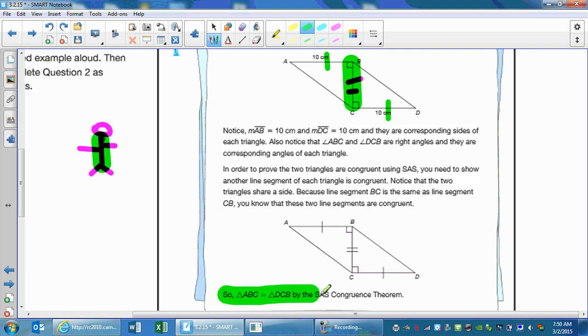So you can see here that the two triangles are congruent by side angle side. We have side, angle, the angle that's in between the two sides that we have, and side. Next page.